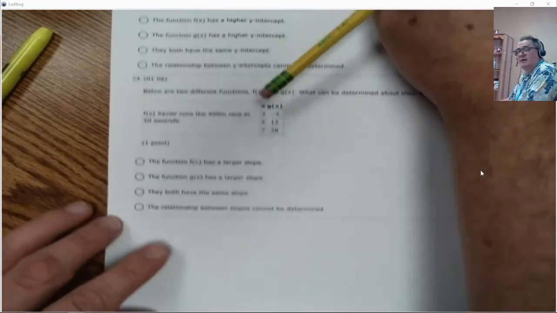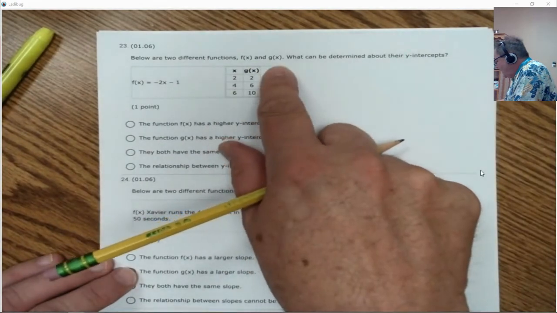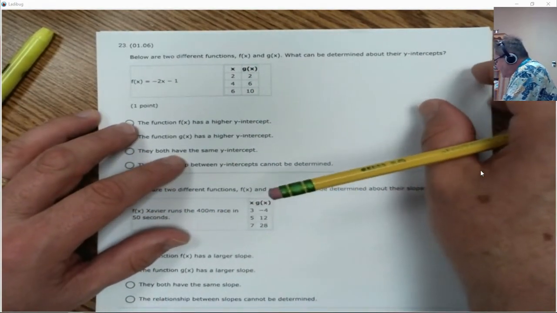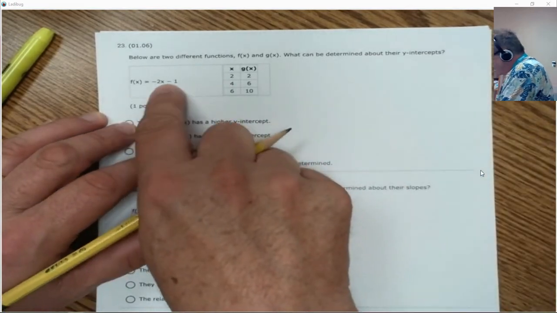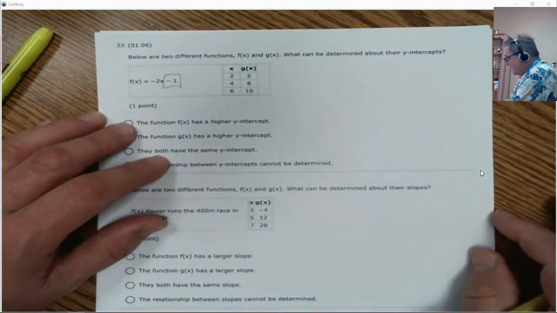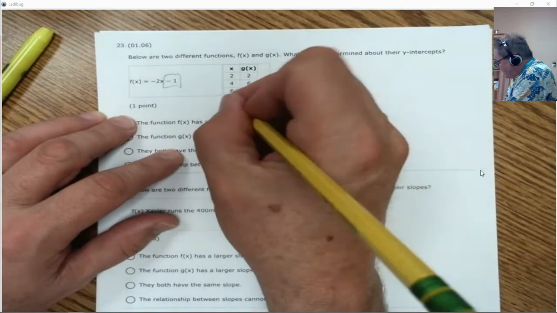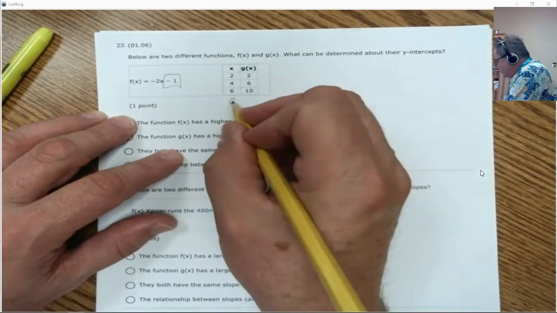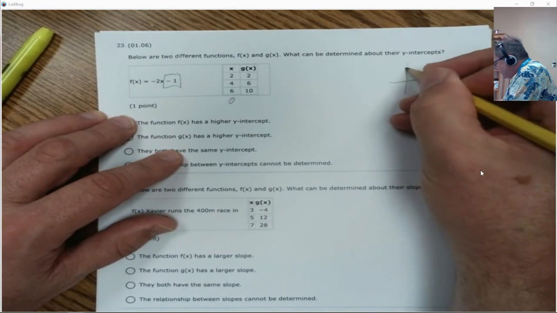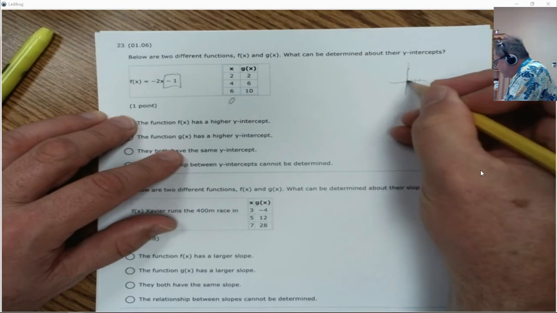Okay, number 23. Below are 2 different functions, f of x and g of x. What can we determine about their y-intercepts, where it crosses the y-axis, the y-intercept? Okay, well, this is slope-intercept. So there's our intercept, -1. This one, where does this cross? Well, it depends on where the x is 0, right? If the x is 0, that means it's going to be right on the y-axis, right? Because this is where x is 0, and then 1, 2, 3. It's crossing where x is 0.